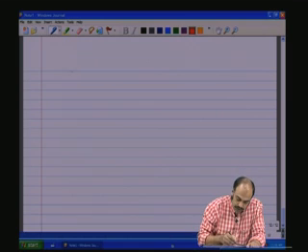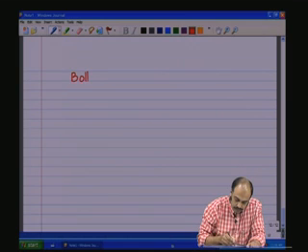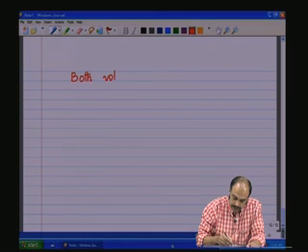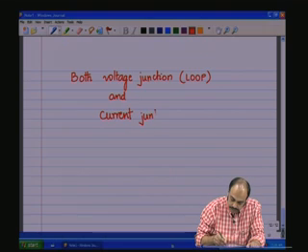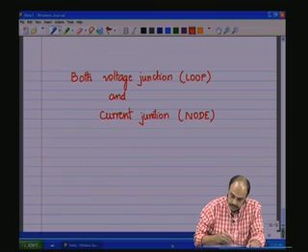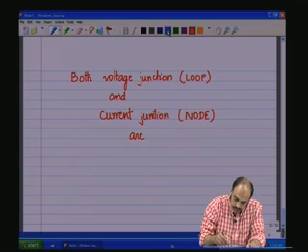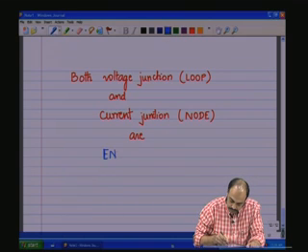And it should be noted, most important, that both the voltage junction or the loop and the current junction or the node are energy conserving. Energy conserving junctions.